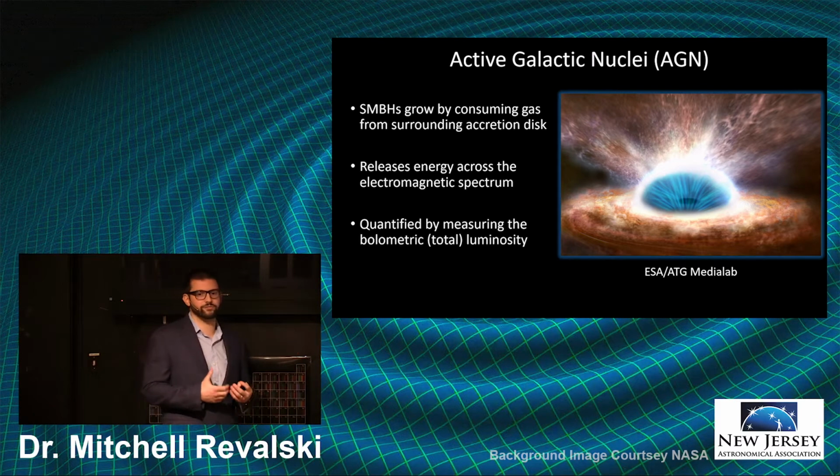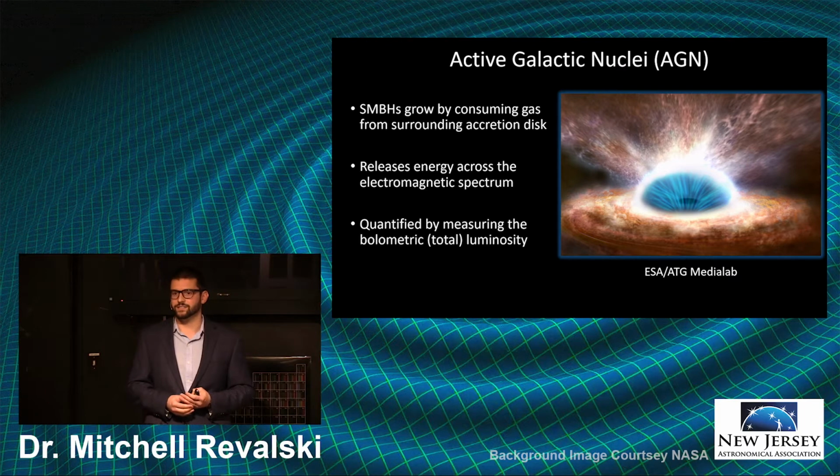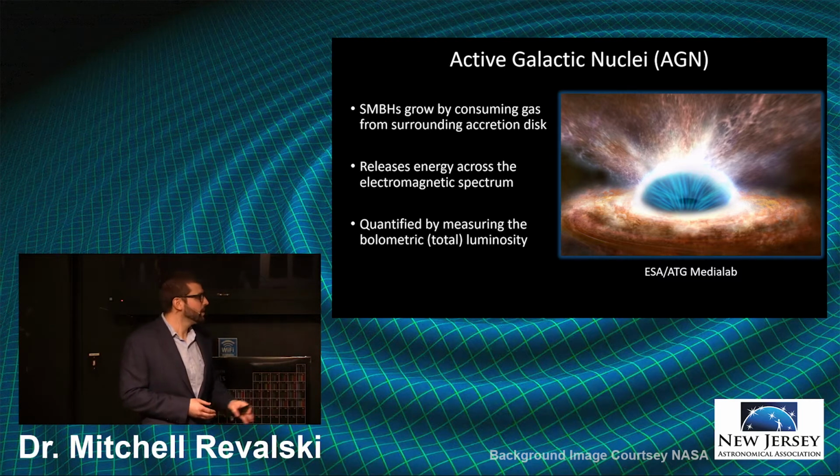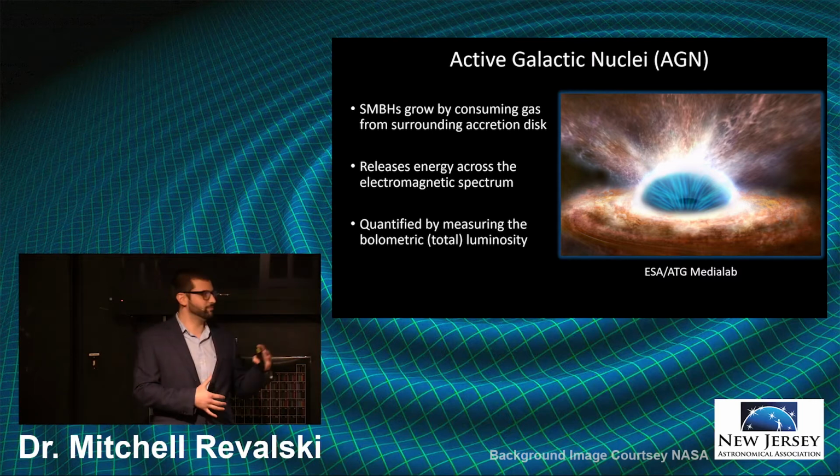So we're basically getting an immense amount of energy coming from a very small volume. And the way that we quantify this amount of energy is through what we call the bolometric, or the total, luminosity. That's a term that I'll use a lot. It's basically just the total amount of energy that's coming out of this system that's hidden down in the center of the galaxy.